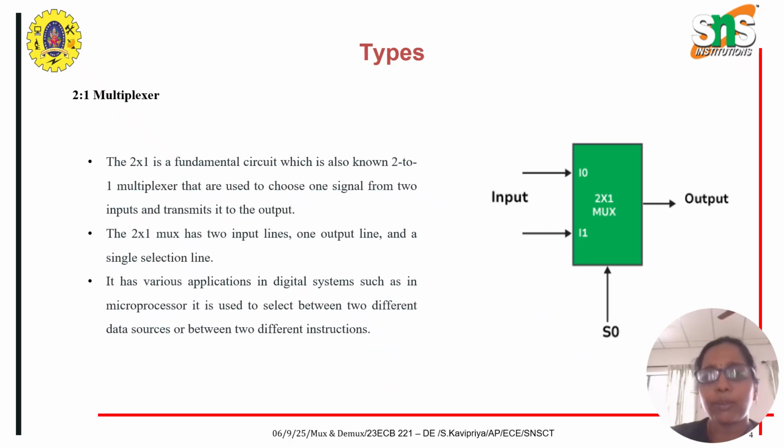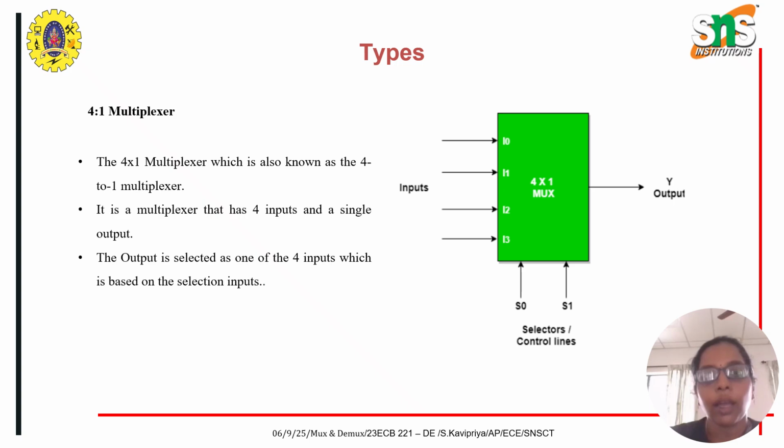And next is the types of multiplexer. The first one, a very basic one, is the 2:1 multiplexer. Here we'll have two input signals and one selection line, and the selection line decides which input will be transmitted to the output. And next is the 4:1 multiplexer. Here we'll have 4 inputs and the number of selection lines is 2 power 2 is equal to 4, so the number of selection lines is 2. These two selection lines decide which input has to be transmitted through the output line.